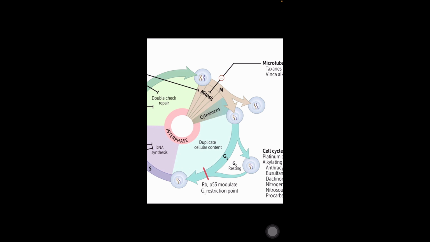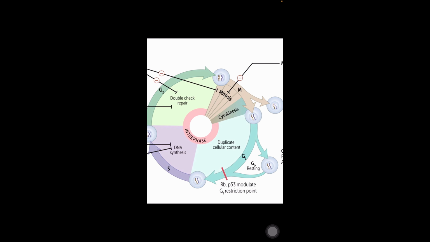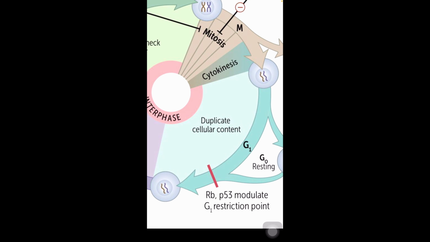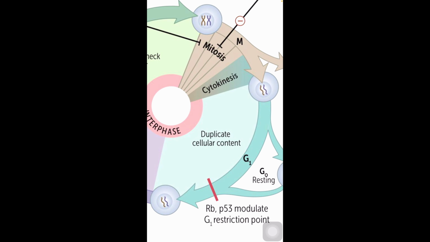From the resting phase, which is the G0 phase, we have the G1 phase. And G1 phase heading towards the S phase, of course, we have regulators: the RB tumor suppressor gene and the p53 tumor suppressor gene. That's the G1 restriction point, and this is very, very important clinically. Retinoblastoma disease is due to RB tumor suppressor gene mutation.